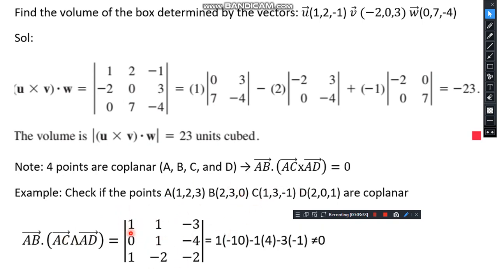If you do it here, you have 1, minus 2, plus 10, minus 10, here minus 1, 0, plus 4, here minus 3, cancel row and column, minus 1. If you do it, minus 10, minus 4, plus 3 is not 0, so they are not coplanar, you have a volume of a parallelepiped.